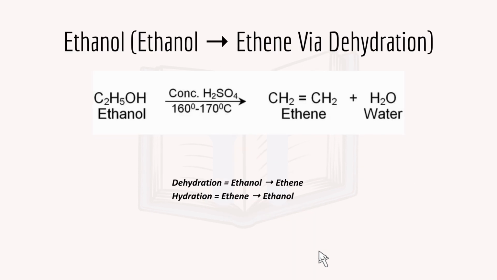And then we have ethanol to ethene, which is the reverse process via dehydration. You can see from the ethanol, you can add concentrated sulfuric acid at a temperature of 160 to 170 degrees Celsius to make ethene plus water. So dehydration is ethanol to ethene, and hydration is ethene to ethanol.